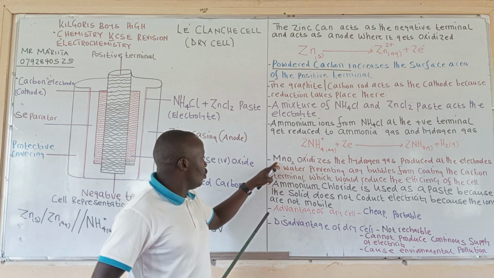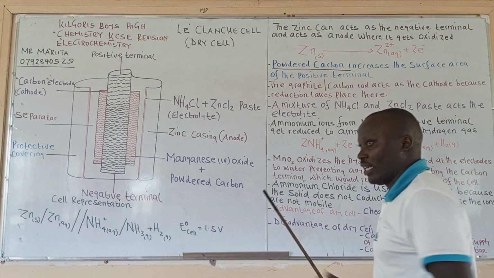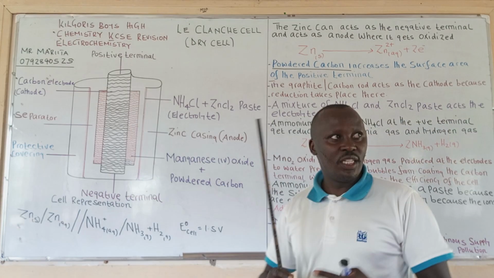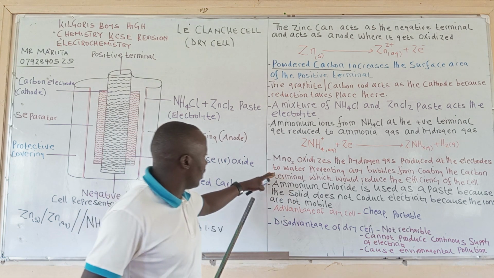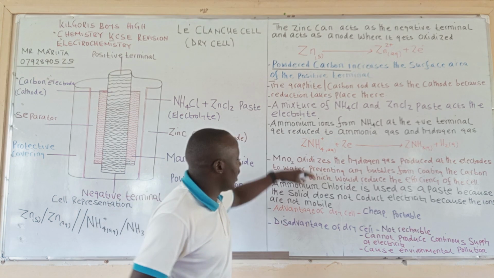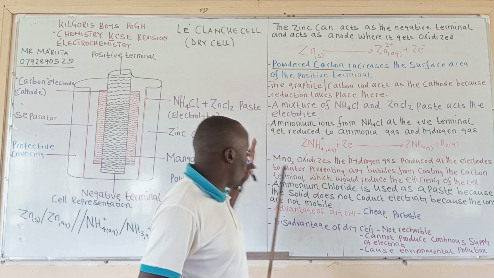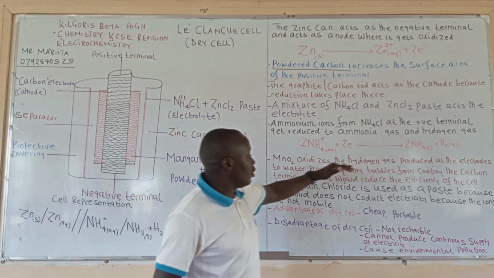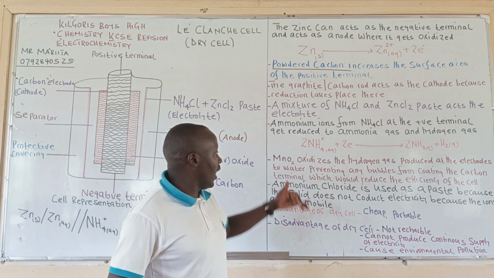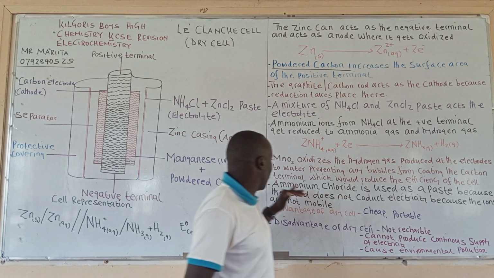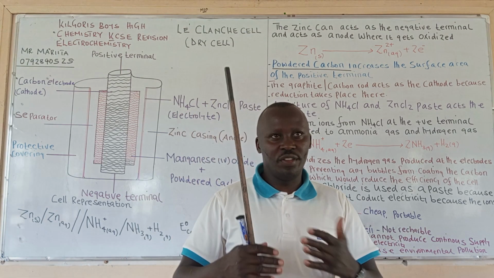Now, sometimes you will be asked the purpose or the role of the manganese oxide. What is the role of the manganese oxide in this dry cell? The manganese oxide oxidizes the hydrogen gas produced at the electrodes to water. So if the hydrogen gas is oxidized to water, it prevents any bubbles from coating the carbon terminal, which could reduce the efficiency of the cell.